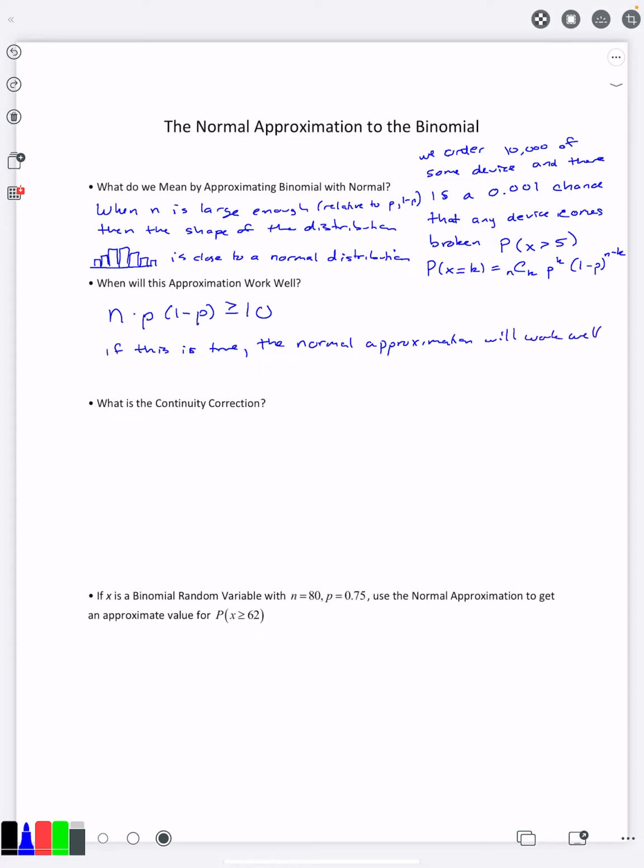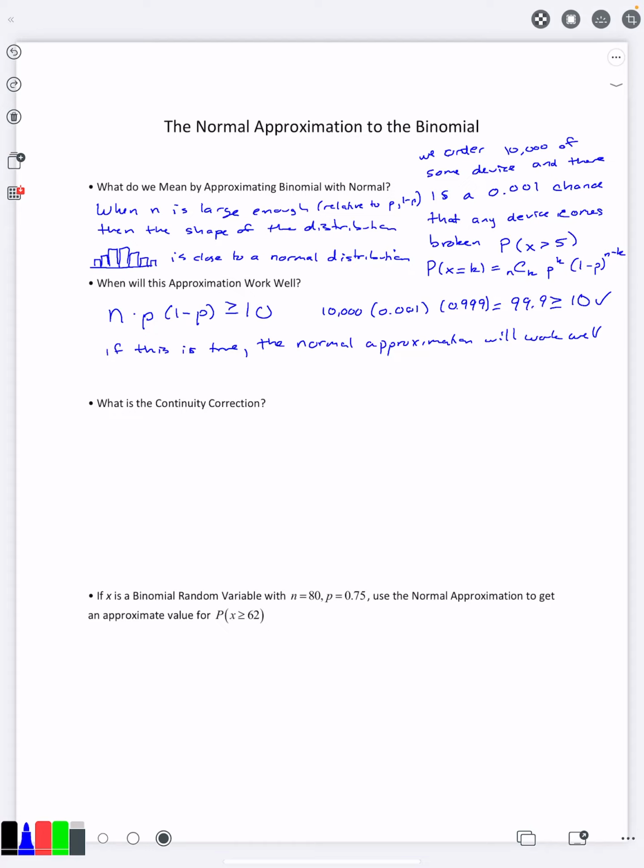So you would take your numbers here. In this case, we had an n of 10,000. My p was 0.001. If you take 1 minus that, you're going to get 0.999. And quickly pull out our calculator here and see what we get. 10,000 times 0.001 times 0.999. And I get 9.99, which is certainly... let's check the condition against 10. That means using the normal approximation will be a pretty good answer for this problem.